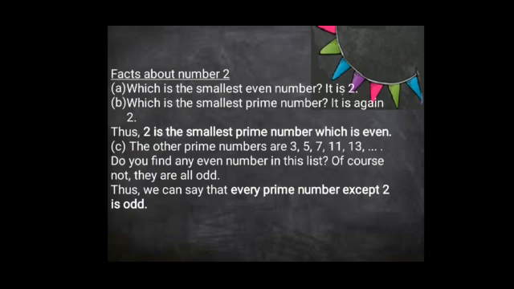The other prime numbers like 3, 5, 7, 11, 13 are odd. Do you find any even number in this list? Of course not. They all are odd. Thus we can say that every prime number except 2 is odd, or 2 is the only even prime number.